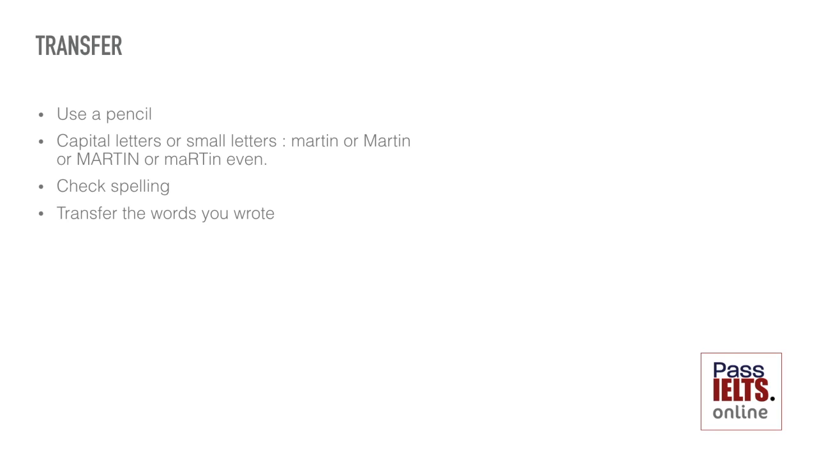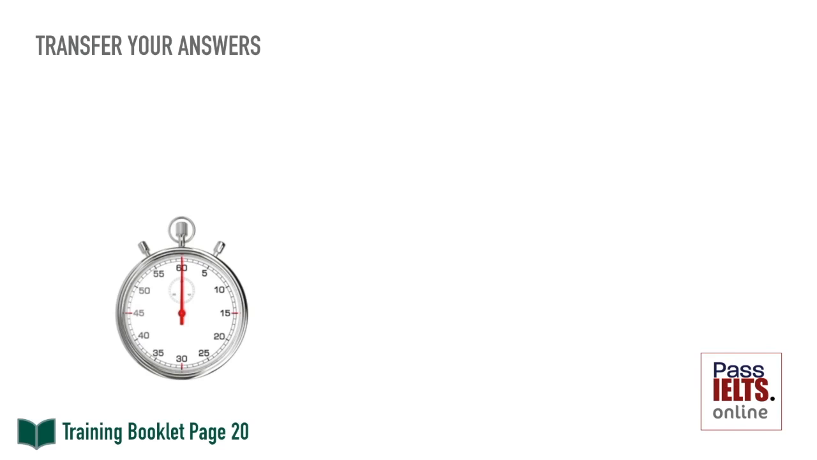Transfer the words you wrote. Check the word limit. This is very important. In the example here, it says write no more than 3 words and/or a number. So if you write 4, it will be wrong. And lastly, read your answers again once you finish transferring. You do have plenty of time. For this lesson, transfer your answers to the space in your training booklet, and you can take 60 seconds. Your time starts now.